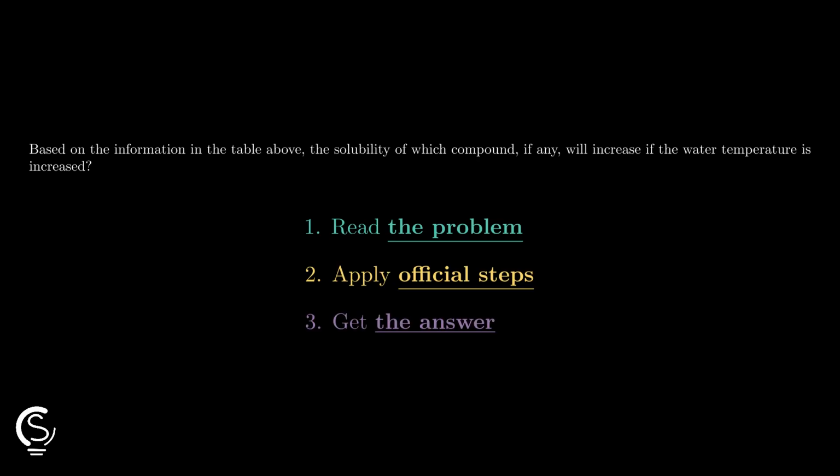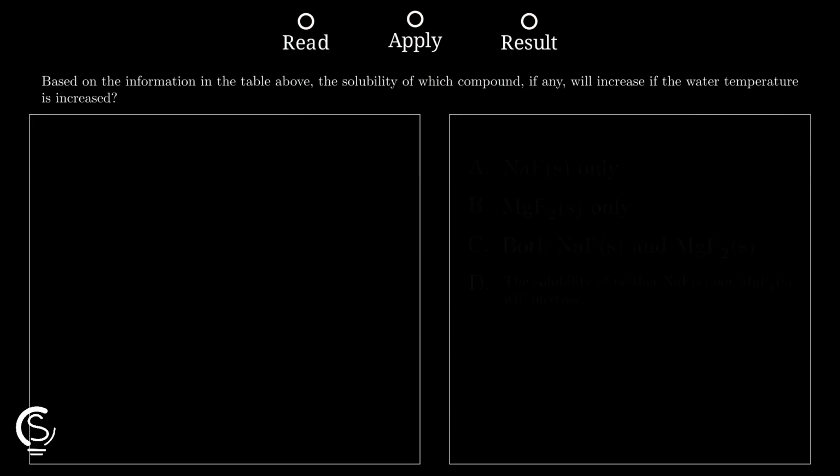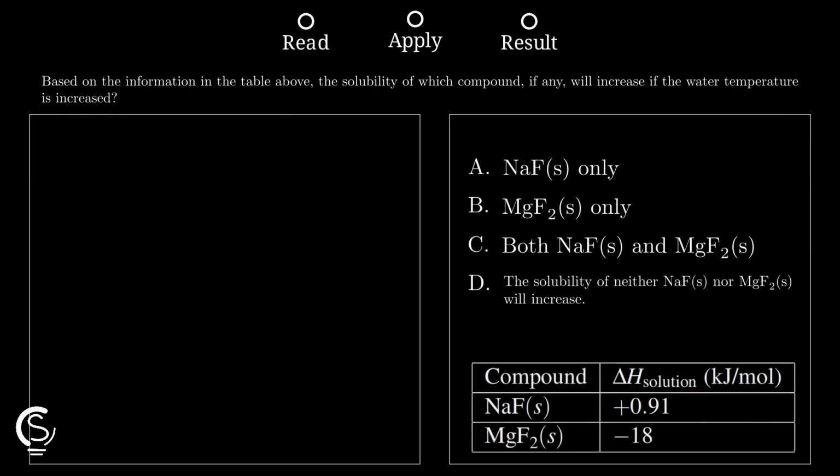Solubility problems can be tricky, but we can solve this fast by looking at the enthalpy values provided in the data table right now. First, check the enthalpy of solution for each compound. Sodium fluoride has a positive value, meaning it is endothermic, while magnesium fluoride has a negative value, making it an exothermic process.